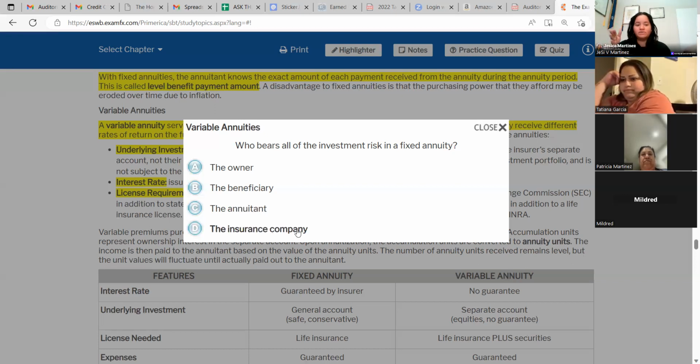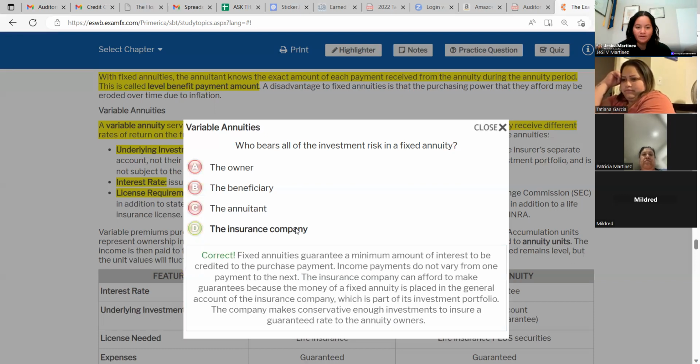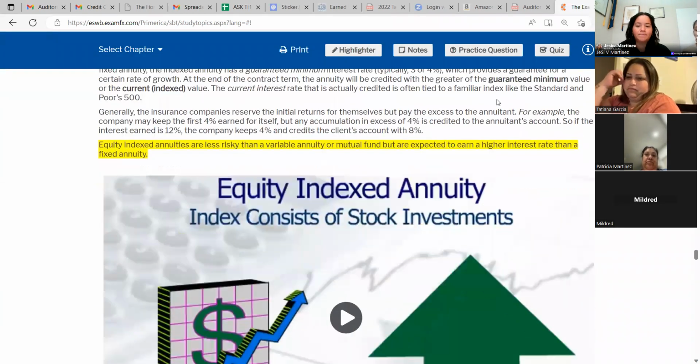When we talk about variable, then the owner is the one that bears all the investment risk. So fixed annuities guarantee a minimum amount of interest to be credited to the purchase payment. Income payments do not vary from one payment to the next. The insurance company can afford to make guarantees because the money of a fixed annuity is placed in the general account of the insurance company, which is part of its investment portfolio. The company makes conservative enough investments to ensure a guaranteed rate to the annuity owners. So perfect, Tatiana, the insurance company.